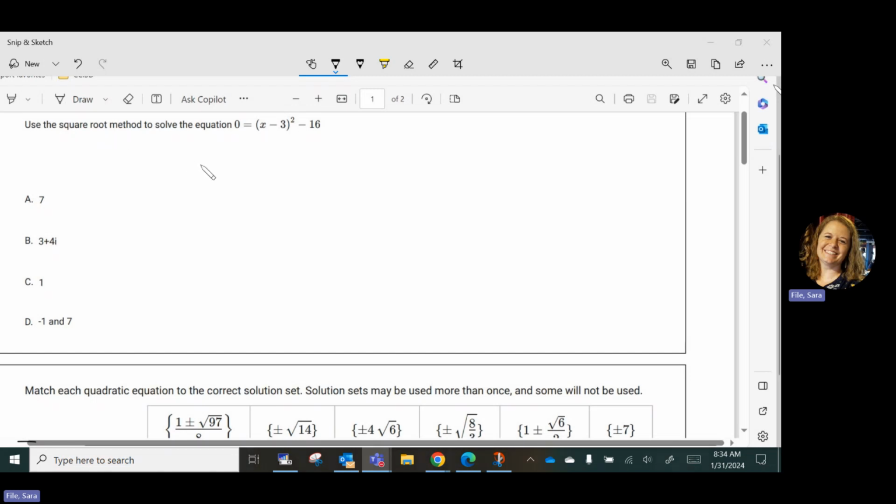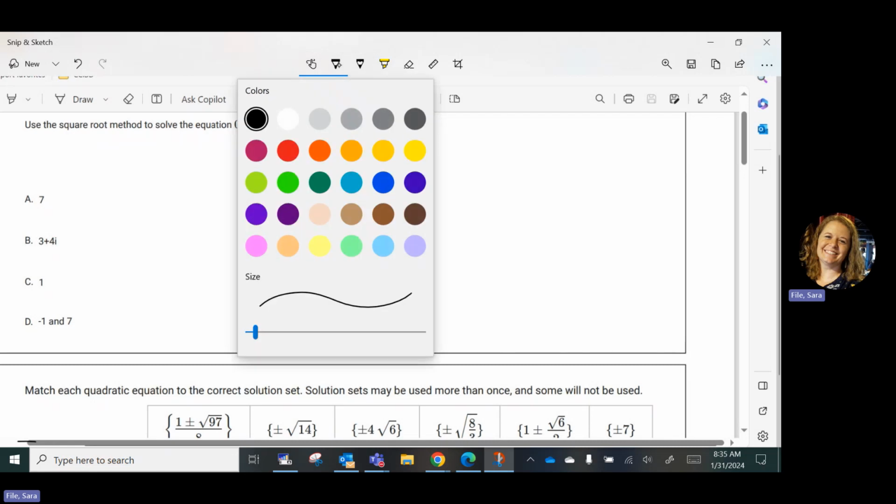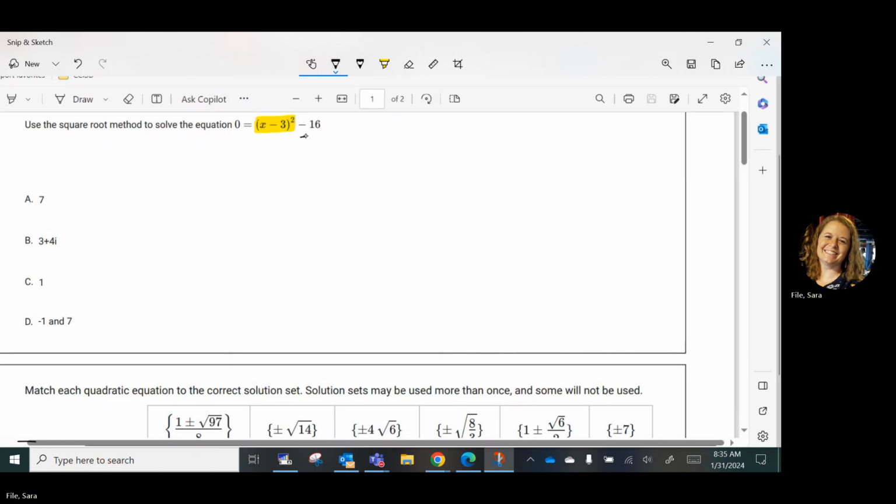So the square root method requires you to isolate the term that is being squared. In this case, that is x minus 3 that's being squared. So I need to get that by itself. I'm going to move the 16 to the other side by adding it, because that's the opposite operation, and what we do to one side, we do to the other. So I end up with 16 equals (x minus 3) squared.